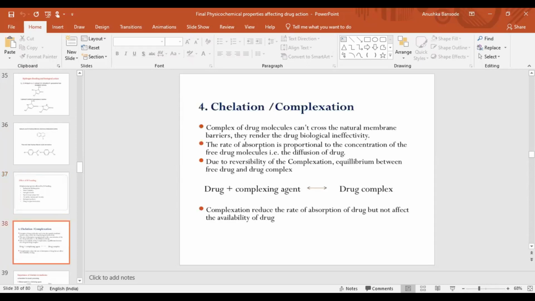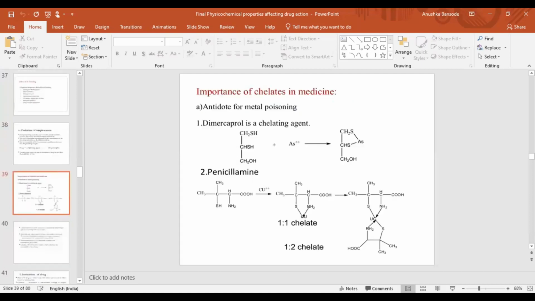Next is chelation, or we also call it complexation. Chelation and complexation can be explained by complex molecules, or what we call a complex of drug molecules, which cannot cross the natural membrane barriers and render the drug biologically ineffective. The rate of absorption is proportional to the concentration of free molecules, that is diffusion of the drug. Due to reversibility of complexation, equilibrium between free drug and drug complex occurs. So drug plus complexing agent, a reversible reaction, gives a drug complex. Complexation reduces the rate of absorption of the drug but does not affect the availability of the drug.